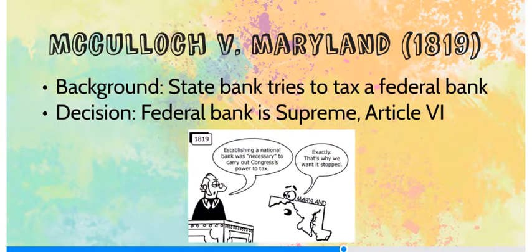This one is McCulloch versus Maryland. And as a side note, before I keep going, these are not going to be in order on your note sheet. Okay? So McCulloch versus Maryland happens in 1819, or I should say it's ruled on in 1819.